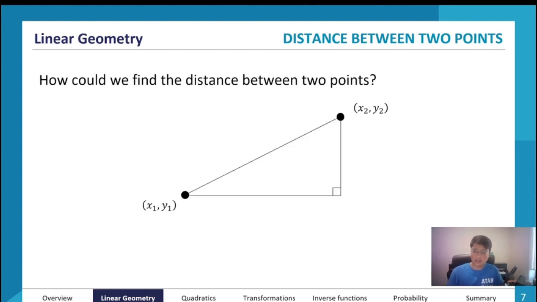So let's see if we can discover this formula for ourselves. Here we go. We've got a line here. This is the length we're trying to find. And then we've drawn these other two lines here so that we make a right angle triangle.